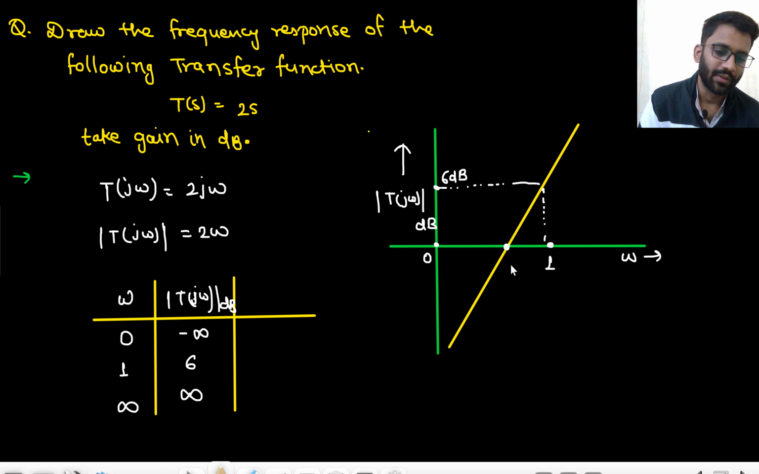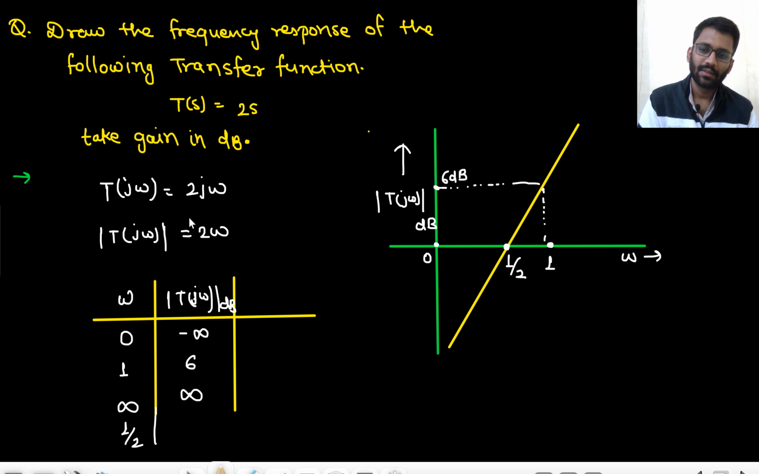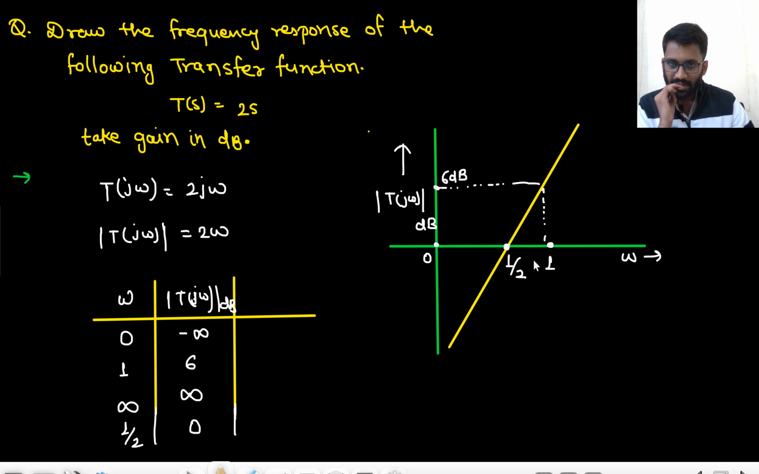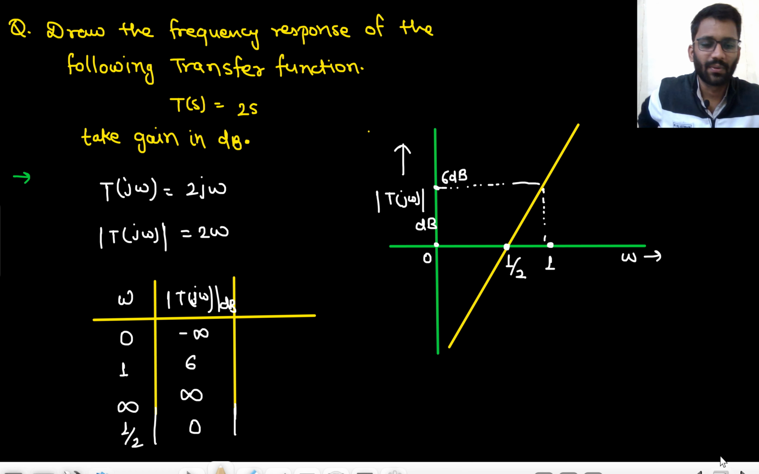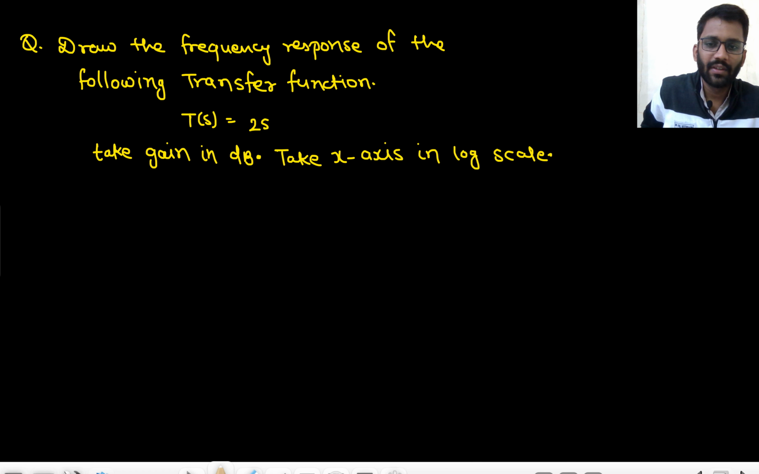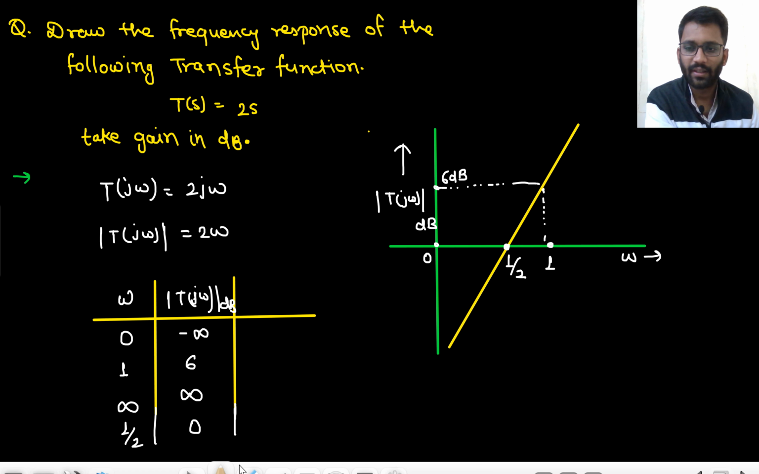What do you think this point will be? This point will be 1 by 2, because at 1 by 2 your gain is 1, that means it is 0 dB. And if I want to calculate the slope, forget about the slope. Slope we will see later on when we do it in the log scale. So whatever I have done here, I can copy completely.